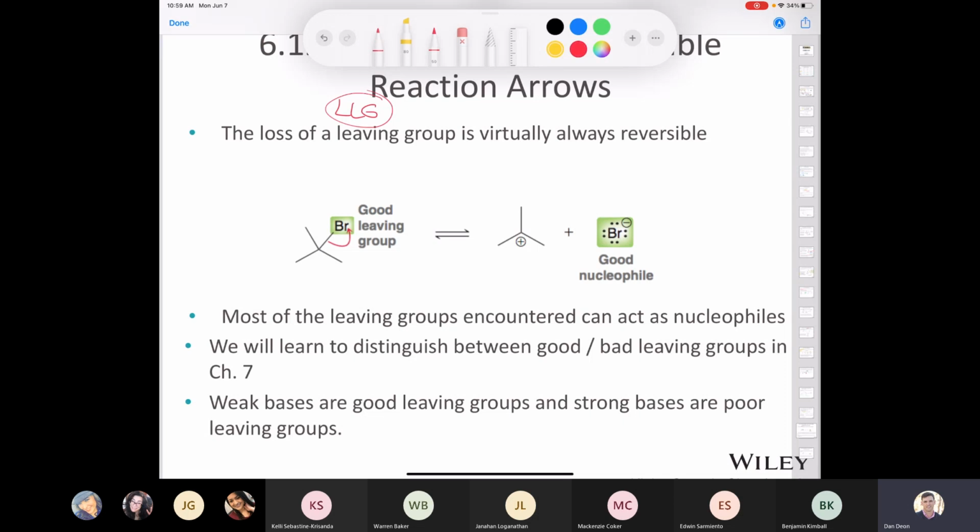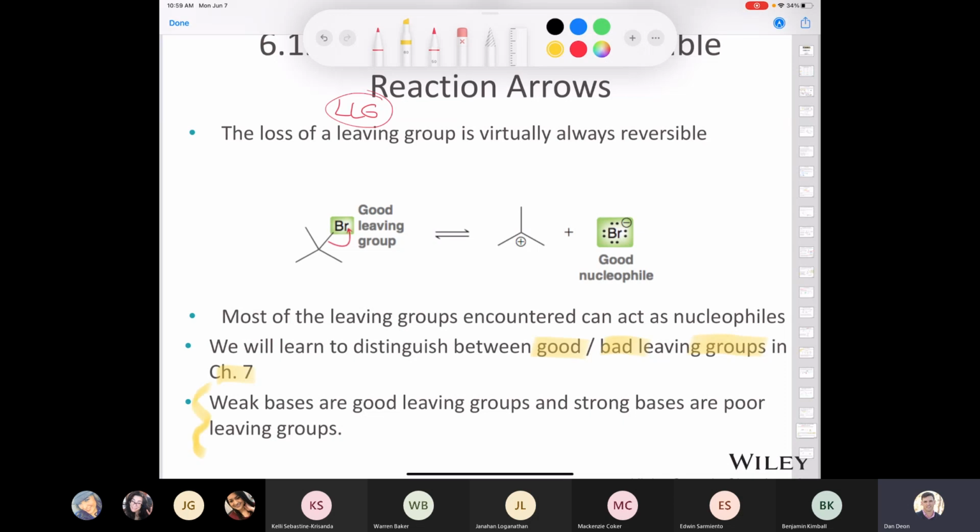The whole idea behind good and bad leaving groups is going to be covered in more detail in chapter 7. I just mentioned it to my students in this chapter that a good leaving group is the conjugate base of a strong acid. Why? Because you know what a conjugate base is and you know what a strong acid is by now, and it takes me one sentence and you know what a good leaving group is. All right, so weak bases are going to be good leaving groups. So weak bases are the conjugate bases of strong acids. Strong bases are the conjugate bases of weak acids, therefore they're poor leaving groups.